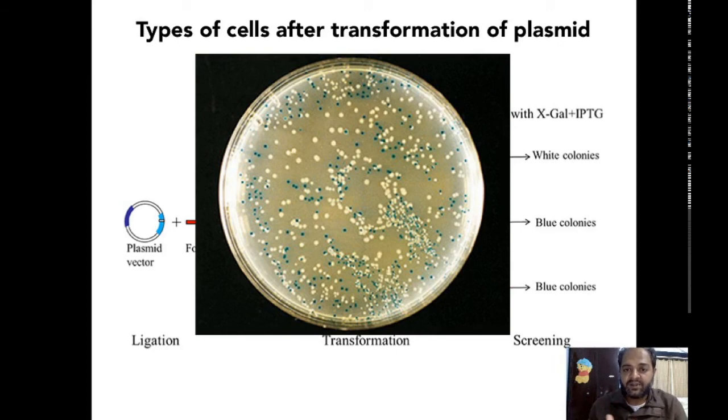So I hope you understood what blue white selection is, how these cells are selected, and how we can screen our cells with the gene of interest.